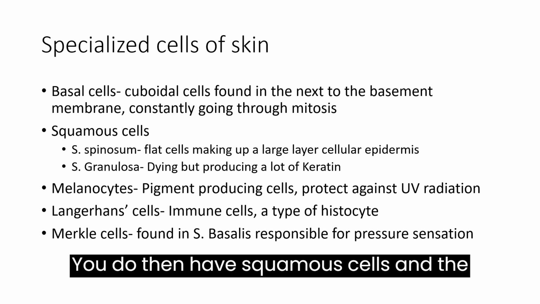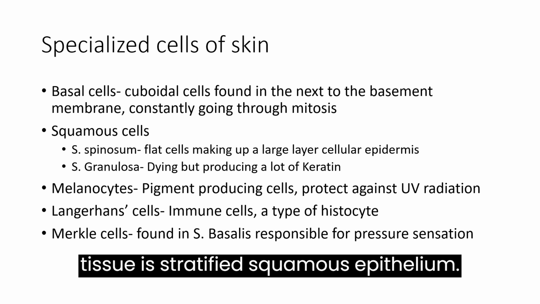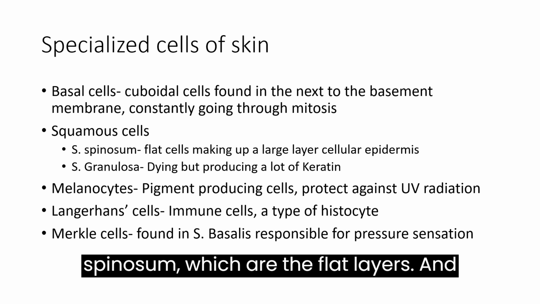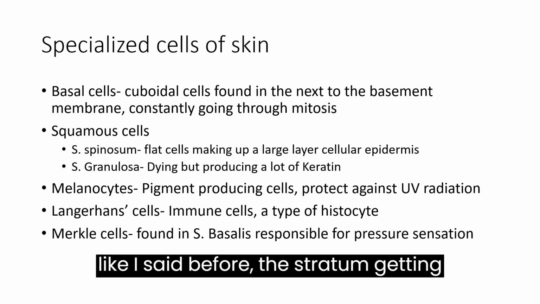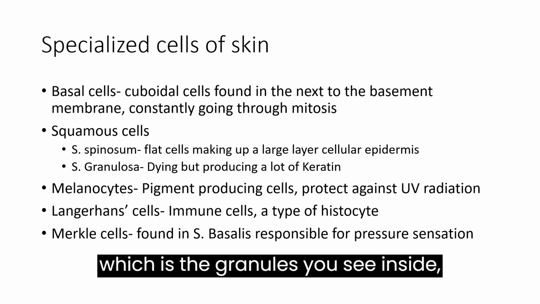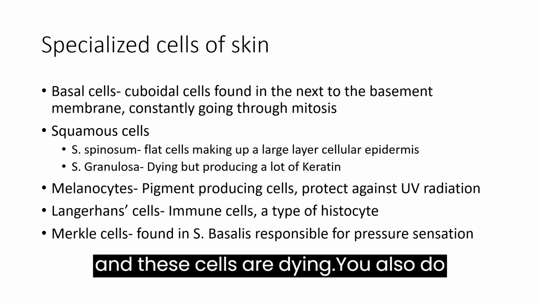You do then have squamous cells, and the tissue is stratified squamous epithelium. And so you start forming the stratum spinosum, which are the flat layers. And like I said before, the stratum granulosum is producing a lot of keratin, which is the granules you see inside. And these cells are dying.